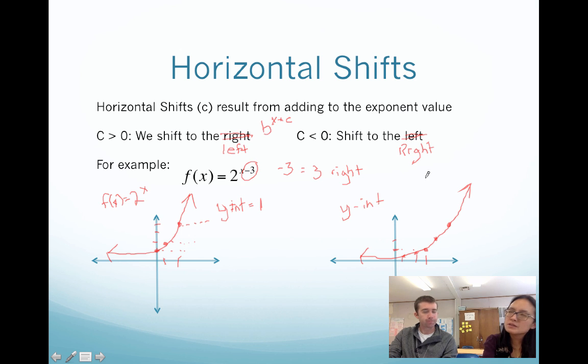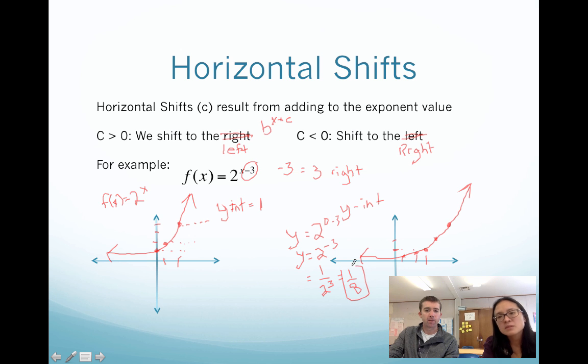Good point. How do we calculate it? Well, we would plug in x equal to 0. 0 minus 3. So we get 2 to the negative third. So that's 1 over 2 to the third power, 1/8. So it looks just about right. That looks like 1/8 there.